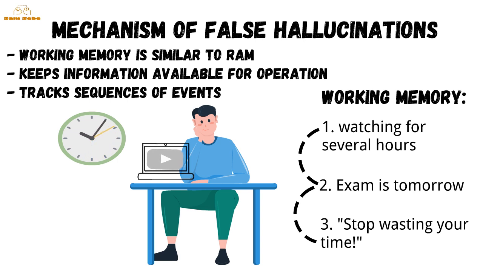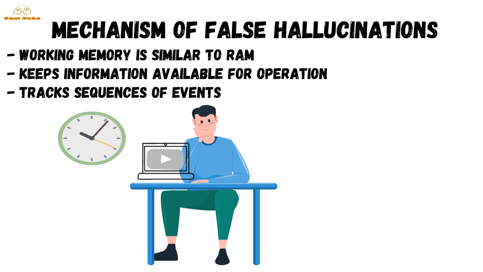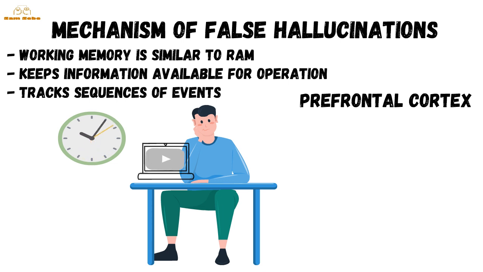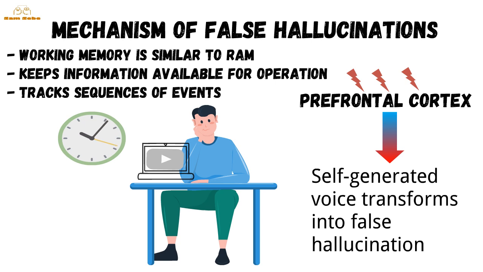However, in some pathological conditions, such as schizophrenia, working memory can be significantly impaired. Due to glitches in working memory, people with schizophrenia sometimes may not recognize their own inner voice. That is why their inner voice transforms into auditory hallucinations. Working memory is associated with the prefrontal cortex of the brain. Therefore, pathological changes in the prefrontal cortex due to schizophrenia or other reasons, for example, substance abuse, head injury, brain infection, and others may lead to impairment of the working memory and consequent appearance of false hallucinations.